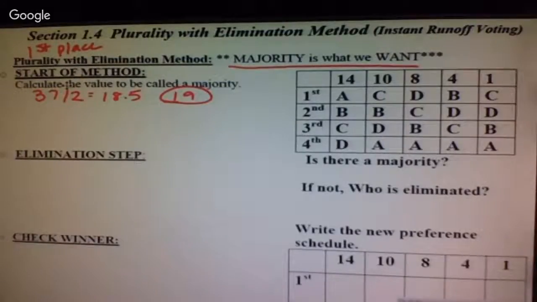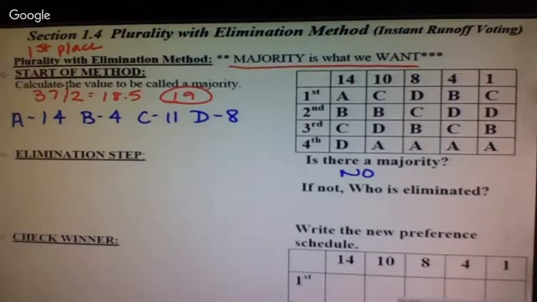Now, we're talking plurality, so we're only looking at first place votes. So let's calculate first place votes for everybody. Right now, how many votes does A have? 14. B has 4. C has 11. And D has 8. So who should technically be my winner? A. But do they have a majority? No. Okay, so because they don't have a majority, that means that they cannot win this method.